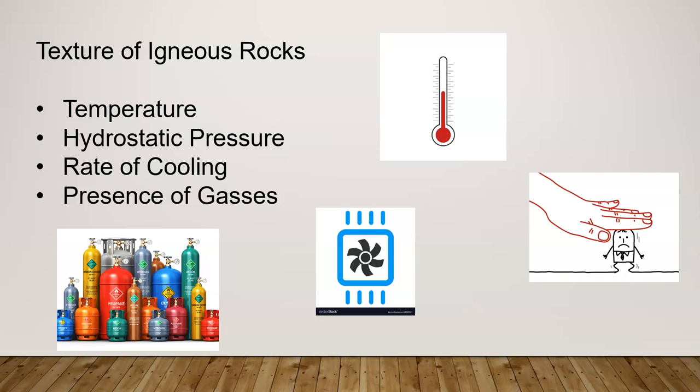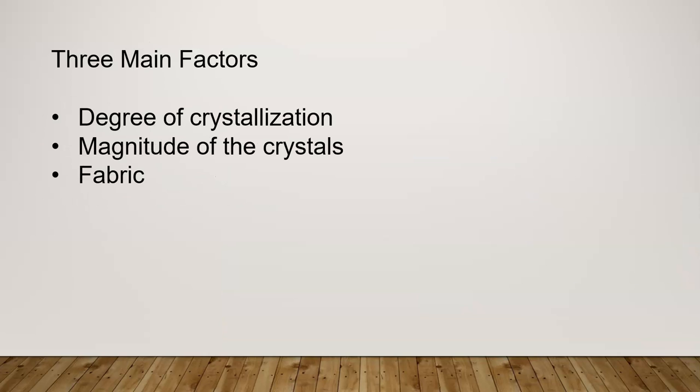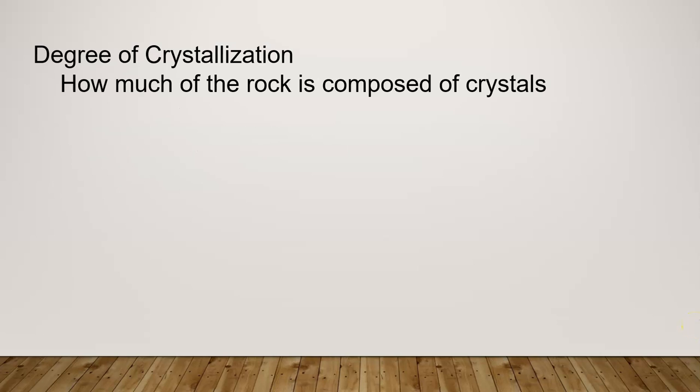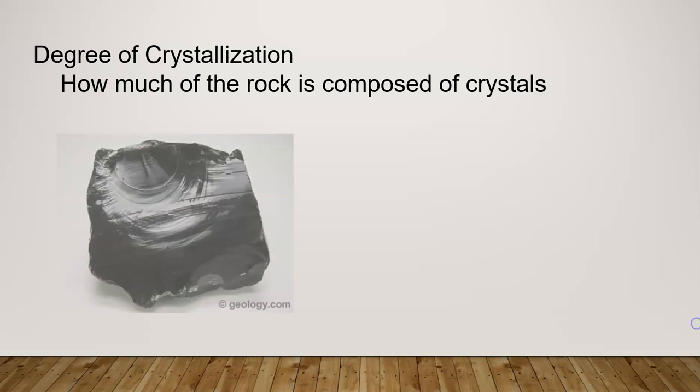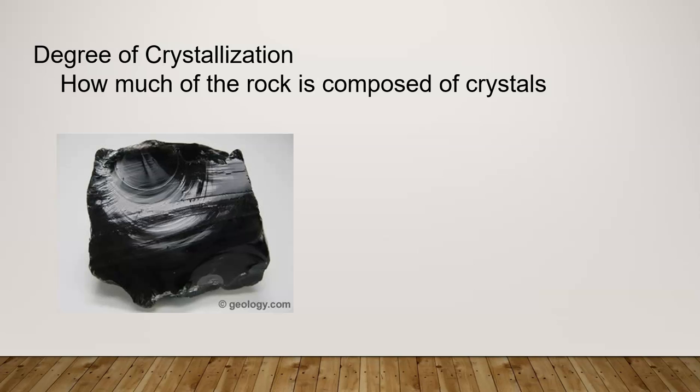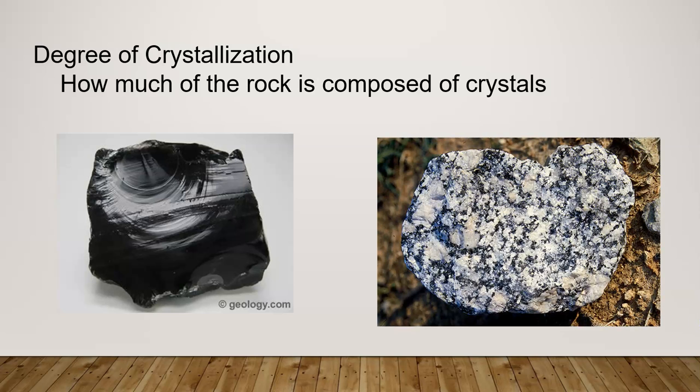There are three main factors involved in texture. They are the degree of crystallization, magnitude of the crystals, and the fabric. The degree of crystallization describes the amount of crystals within the rocks. A rock can be made up entirely of glass, entirely of crystals, or a given proportion of the two. The size of the crystal usually denotes cooling rates. Glassy rocks are cooled very rapidly, and larger crystals have more time to form.